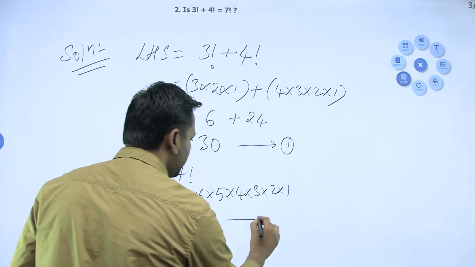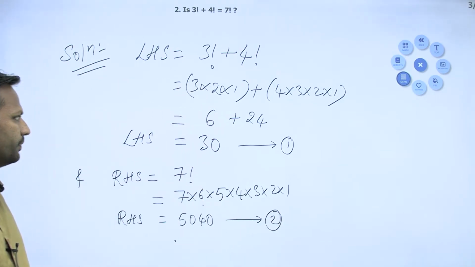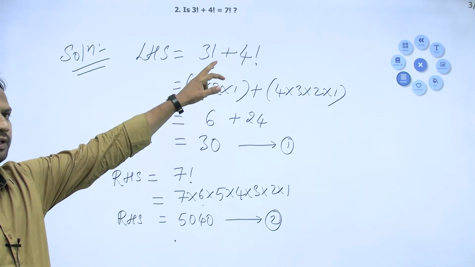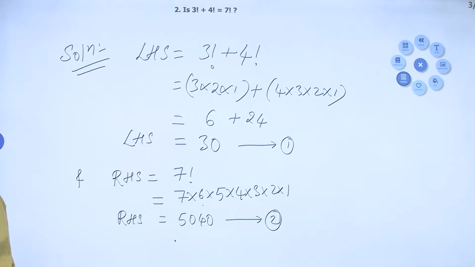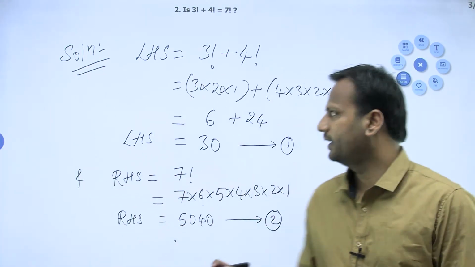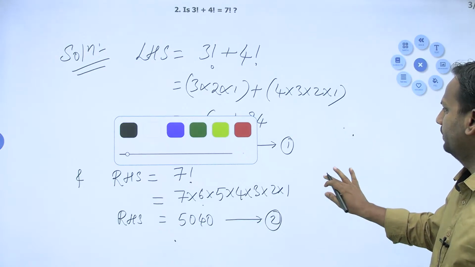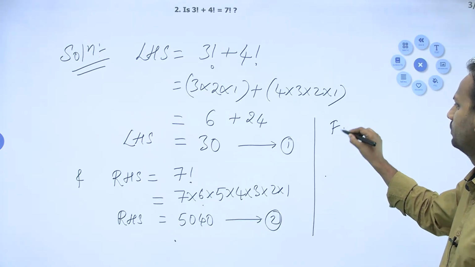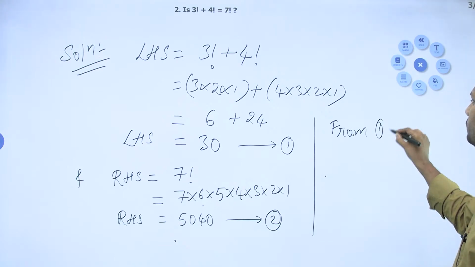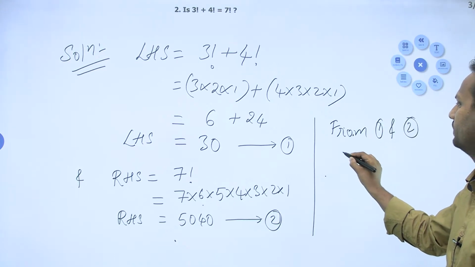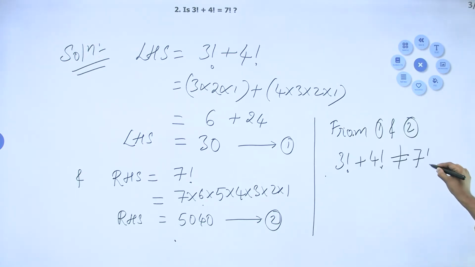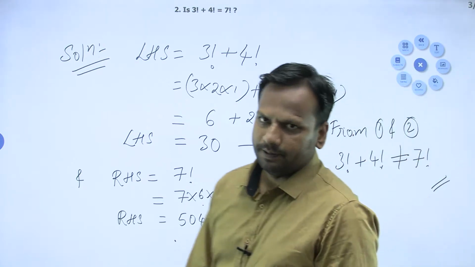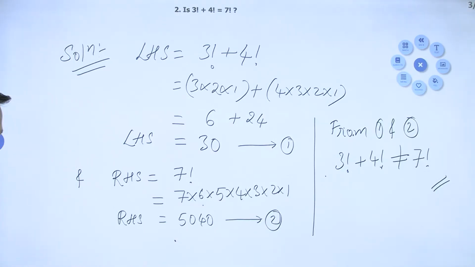Check whether LHS is the same as RHS, students. LHS is nothing but 3 factorial plus 4 factorial, whose value is 30, and the 7 factorial value is 5040. Are both the same? No. So what should we say here? I can say that 3 factorial plus 4 factorial is not equal to 7 factorial. Got it now? Understood this? Simple one, right? We just have to verify it.